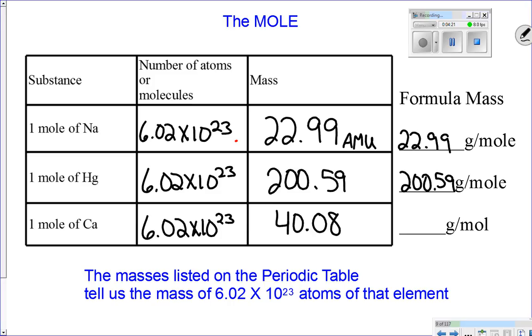Calcium is a little bit closer to sodium. Its particles are a little bit lighter than mercury's, but still a little bit heavier than sodium's, so we expect to have a little bit more mass per mole.